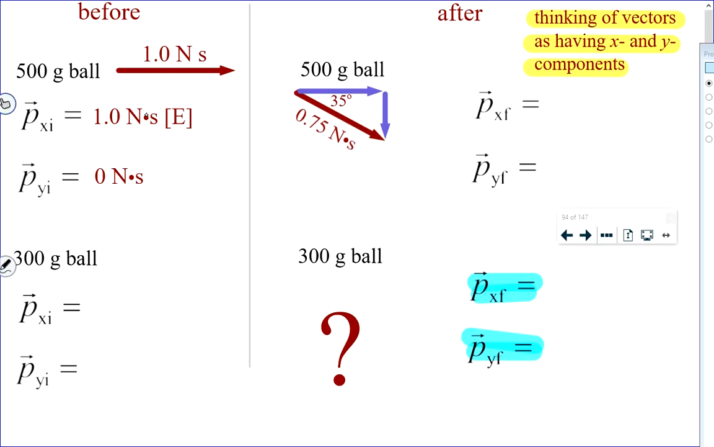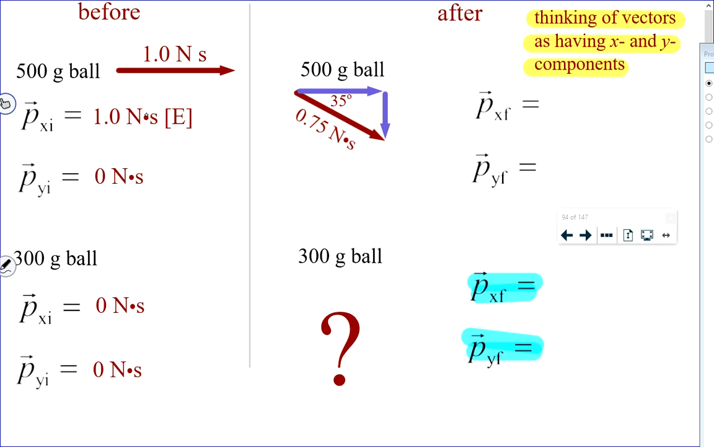What about the 300-gram ball before? Well, it's not moving. So it has no momentum, and that means it has no momentum in either the x dimension, or direction if you like, and it has no momentum in the y direction or dimension.